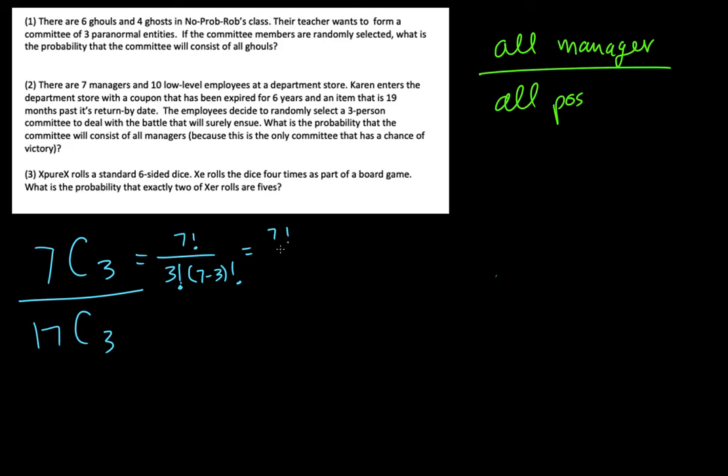So that's 7 factorial over 3 factorial, 4 factorial. 7 minus 3 is 4. So we get 7, 6, 5, 4, 3, 2, 1 over 3, 2, 1, and 4, 3, 2, 1. Cross out as much as we can.